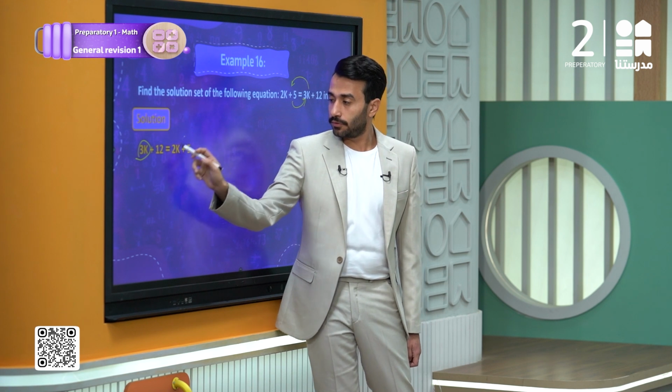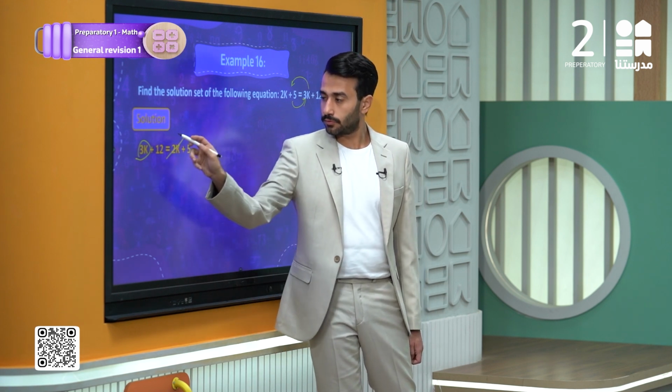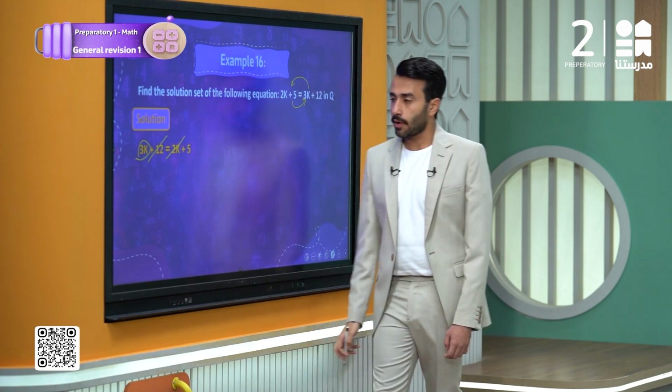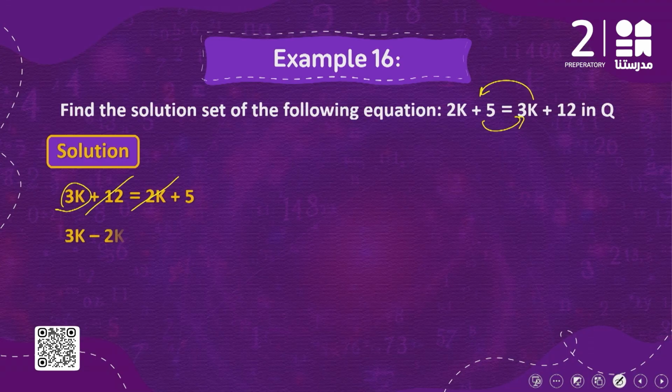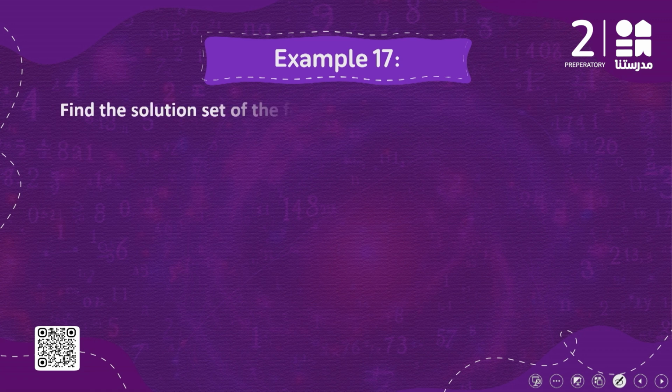You need to cancel out this 2k, so subtract 2k here. And you need to cancel out this 12, so subtract 12 from this one. Now you have 3k minus 2k. Take care, we have also 5 minus 12. 3k minus 2k, which is only 1k. This is equal to negative 7. This is the value of k. And for sure, this is the solution set, which is negative 7.